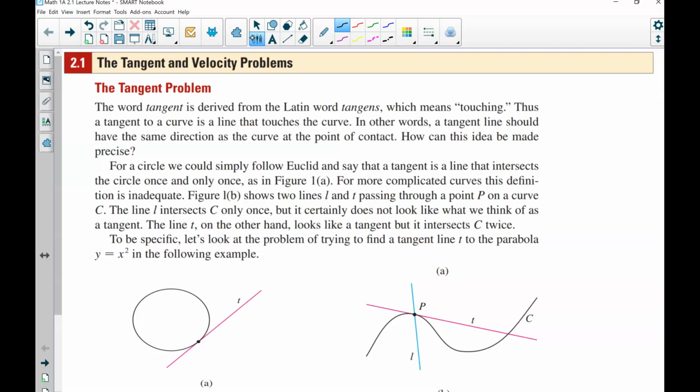So if you take a look at that second curve, it shows that two lines, L and T, are passing through a point P on a curve C. The line L intersects the curve C only once, but it does not look like we can think of it as a tangent. Now, line T, on the other hand, looks like a tangent, but it intersects C twice. So to be specific, let's look at the problem of trying to find a tangent line T to the parabola y equals x squared in the following example.